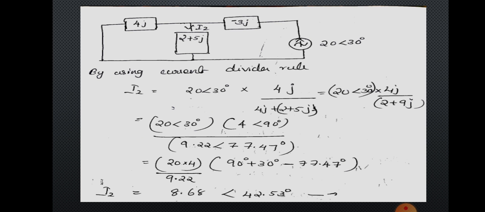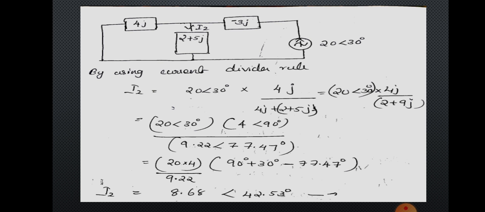After the operation in the numerator, you can do the division with the denominator, and again in the numerator and denominator there are polar terms. So magnitude terms will be divided and angle terms will be subtracted. So you got the value of I2 as 8.68 angle 42.53 degree. That is the second equation. So you got two values, I1 and I2.